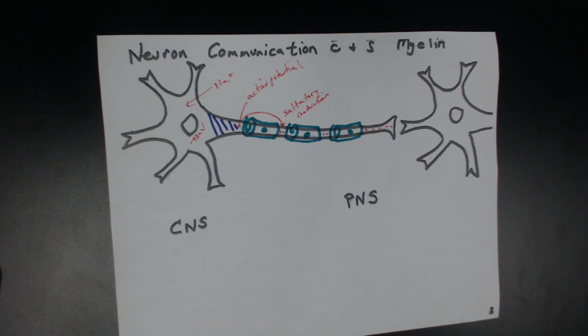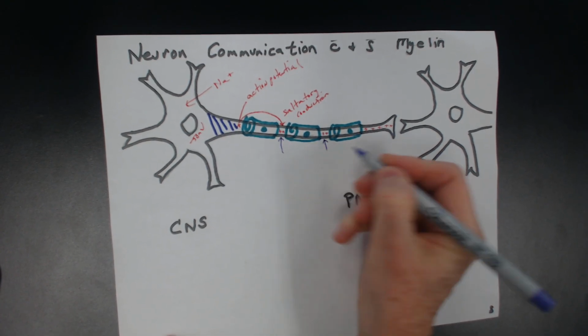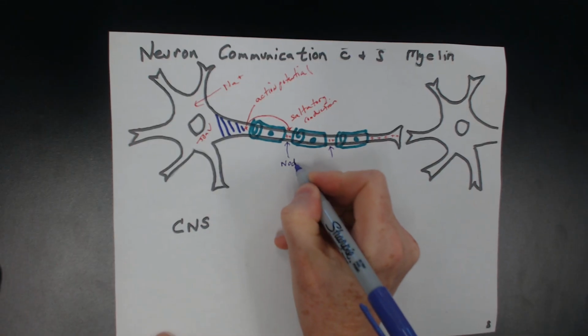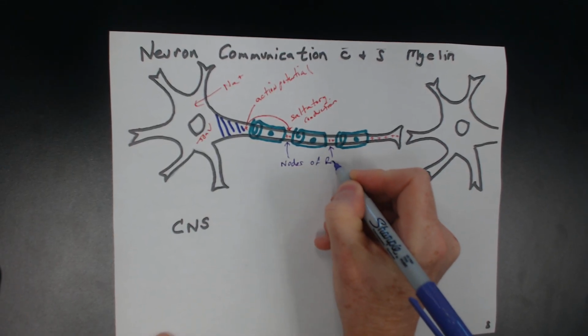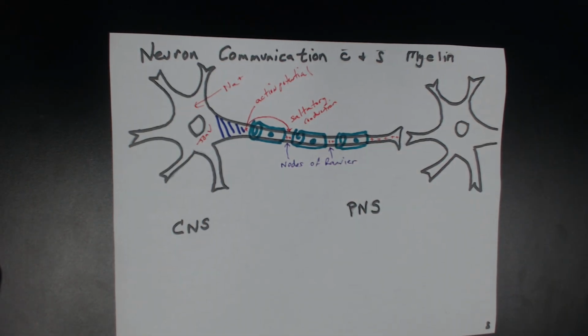Areas of the axon where the myelin sheath isn't present also have a specific name. Does anyone know what this area here and this area here are called? Yeah, go ahead. Nodes of Ranvier, yes. These are called nodes of Ranvier. Nodes of Ranvier are areas on the axon that aren't covered with myelin, and that's where the action potential jumps from node of Ranvier to node of Ranvier, just jumping right over the myelin sheath.